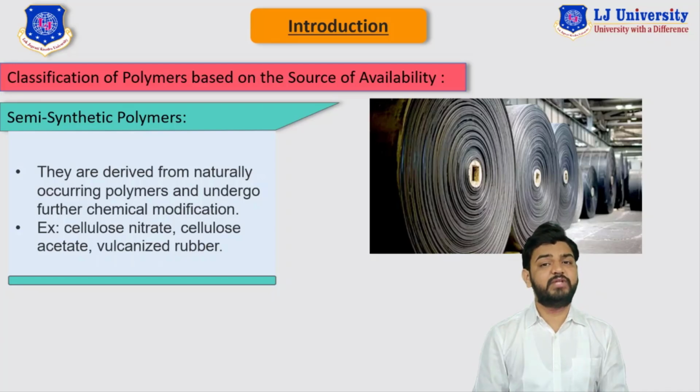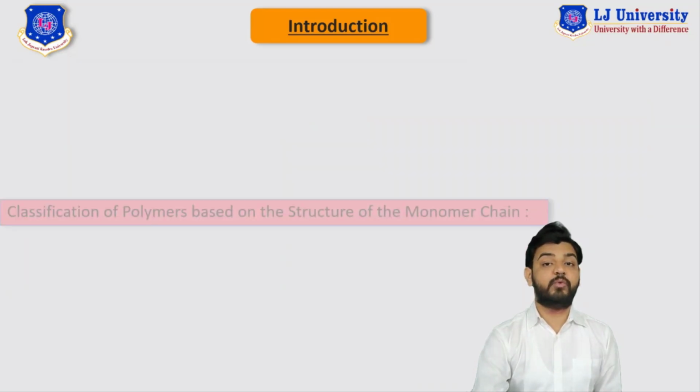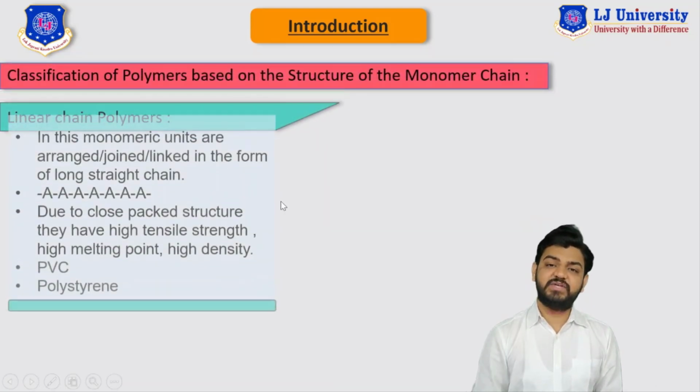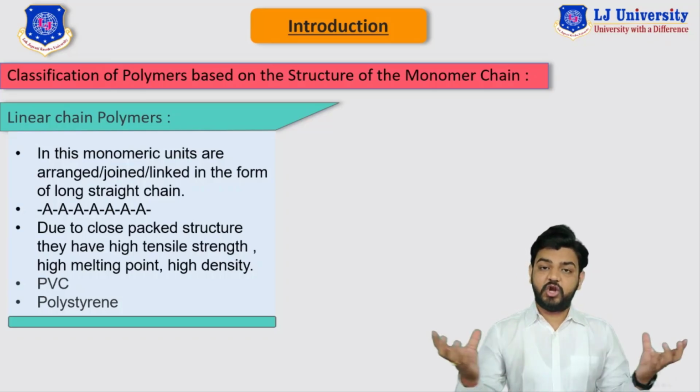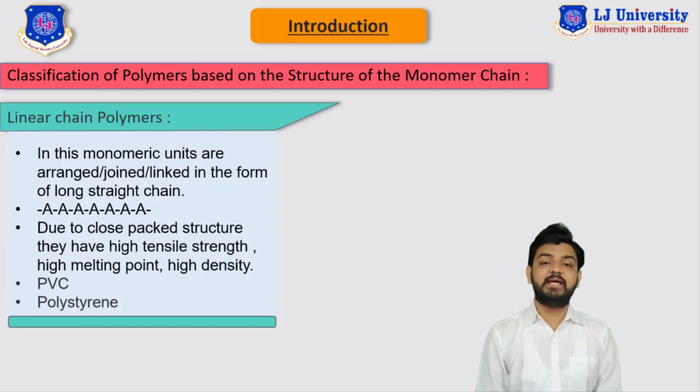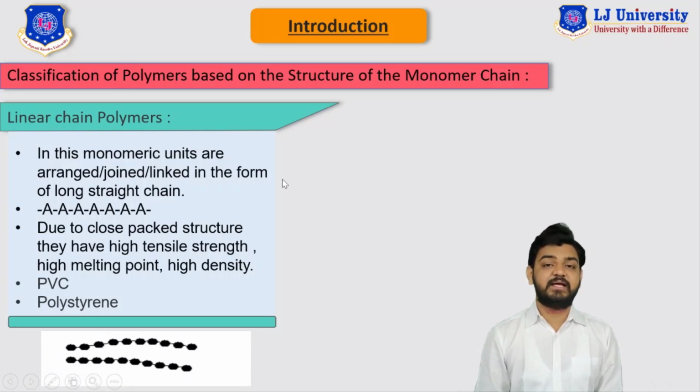Now let's move to the next classification of polymers, based on the structure of the monomer chain. We can classify polymers in three categories as linear polymer, branched polymer and cross-linked polymer. Here on the screen, you can see the linear polymer. When monomeric units join together in a straight long chain, we refer to them as linear chain polymers.